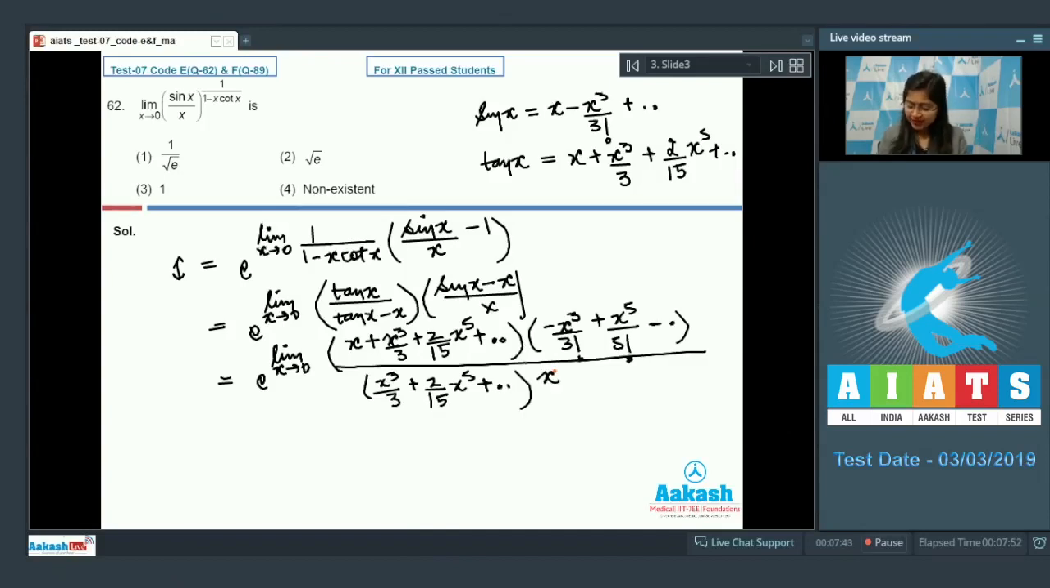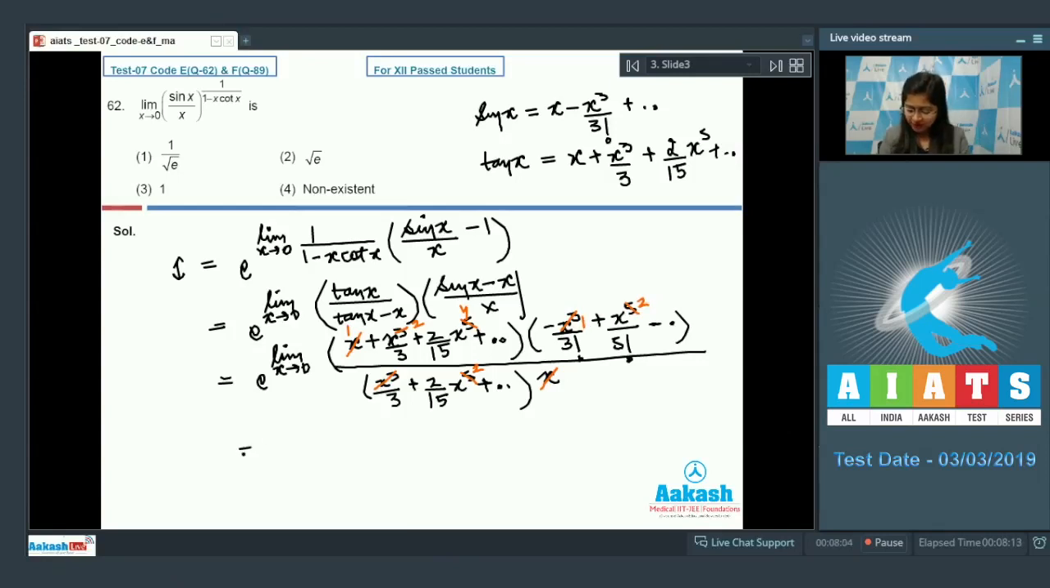Now cancelling x, here I will get 1, here it will be 2 and this will be 4. Similarly, cutting x cube in the numerator and denominator, here I will get x square, and here I will get 1, and here I will get x square.